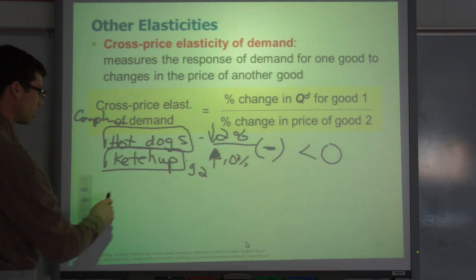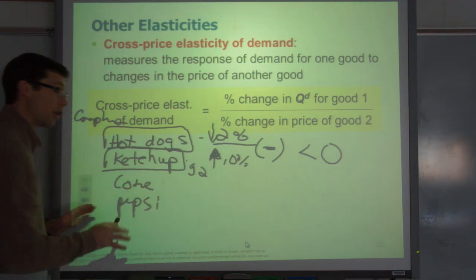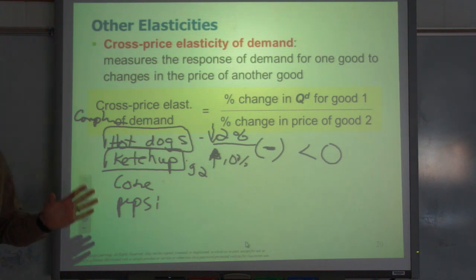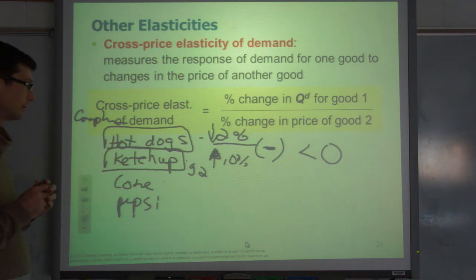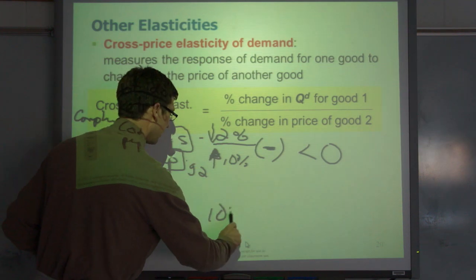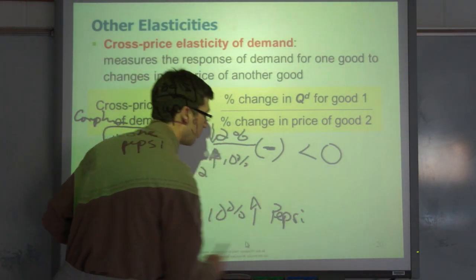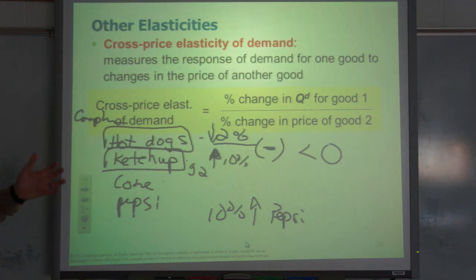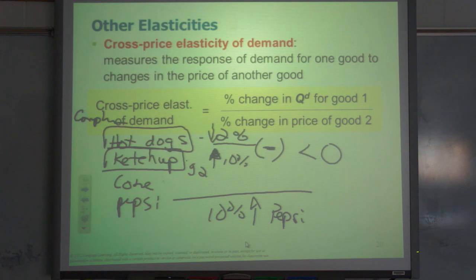We also have substitutes. So let's talk about Coke and Pepsi. I know for a lot of people, Coke and Pepsi are not substitutes. I'm not saying that they have to be substitutes for you. I'm just saying some people think that you might be able to replace Coke with Pepsi. So don't get all heated. So what happens if, in a hypothetical situation, the price of Pepsi goes up by 10%? What would you then expect to happen with the consumption of Coke?